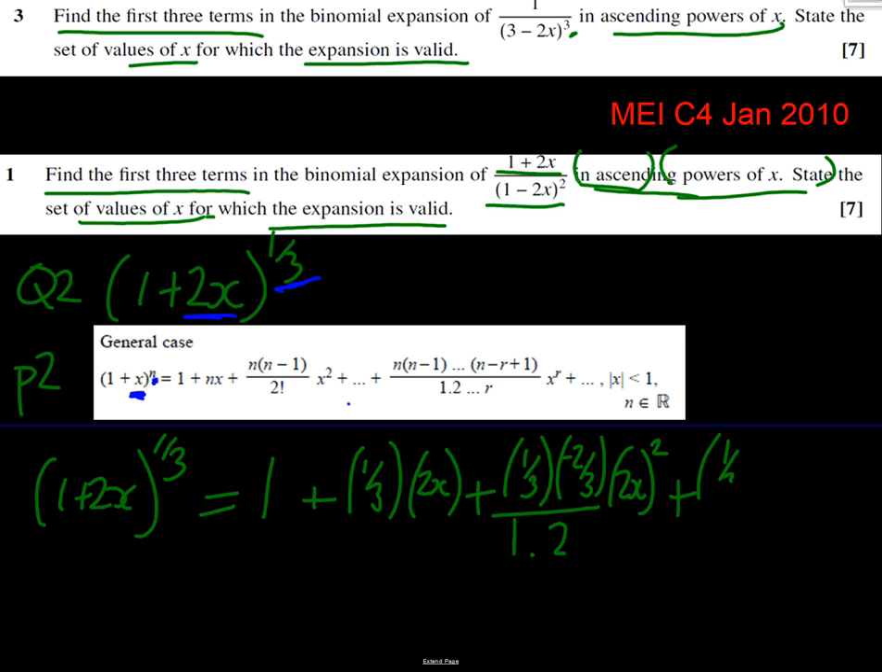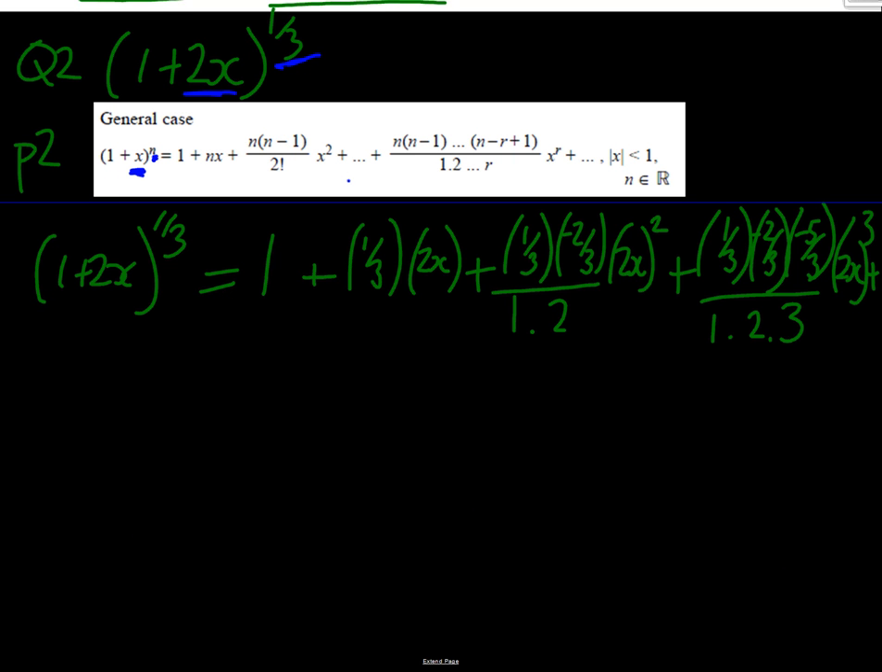So we've got a third, then n minus 1 is minus 2/3, and n minus 2 is going to be minus 5/3. And the factorial is going to be 1 times 2 times 3 on the denominator, and in the bracket we've got 2x cubed. So there's all our parts to this expansion. And then we're going to move into simplification. So our first term is 1, our second term is 2/3 of x.